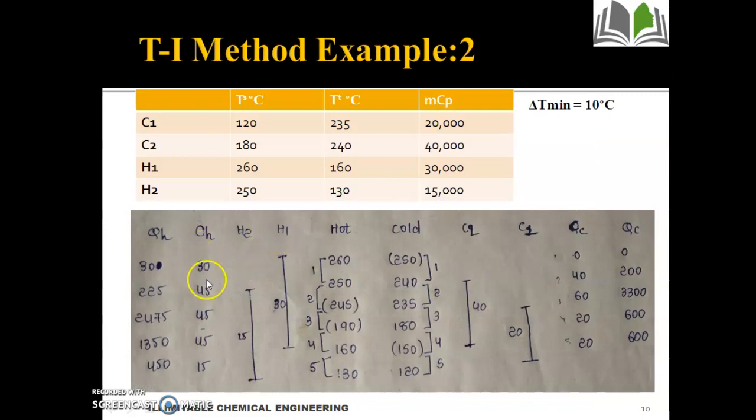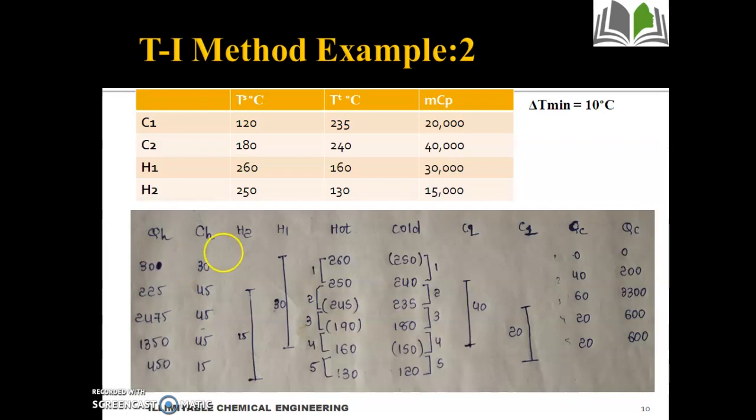And for the hot side, we can calculate the presence of H1, that is 260 to 160, and its specific heat is 30, and H2, 250 to 130, means from the second interval to the last interval it is present. So it has a specific heat of 15. And CH, how we can calculate, is the summation of the streams present.